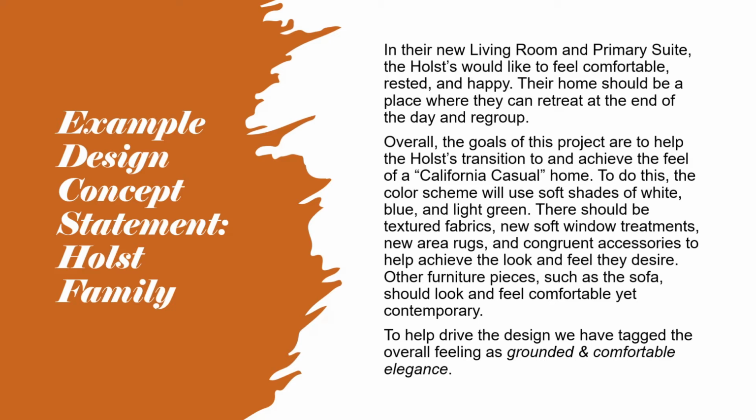Overall, the goals of this project are to help the Holsts transition to and achieve the feel of a California casual home. To do this, the color scheme will use soft shades of white, blue, and light green. There should be textured fabrics, new soft window treatments, new area rugs, and congruent accessories to help achieve the look and feel they desire. Other furniture pieces, such as the sofa, should look and feel comfortable yet contemporary. To help drive the design, we have tagged the overall feeling as grounded and comfortable elegance.